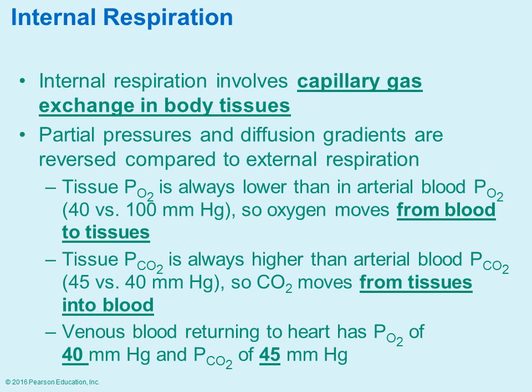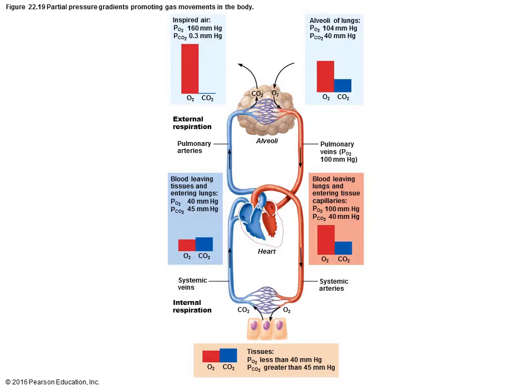Internal respiration involves the exchange between the blood and the rest of the body tissues. Once again, it's going to be controlled by pressure changes. So as I mentioned earlier on this graph down at the bottom, at the tissue level, oxygen's flowing out of the blood into the tissues, carbon dioxide's flowing out of the tissues and into the blood.